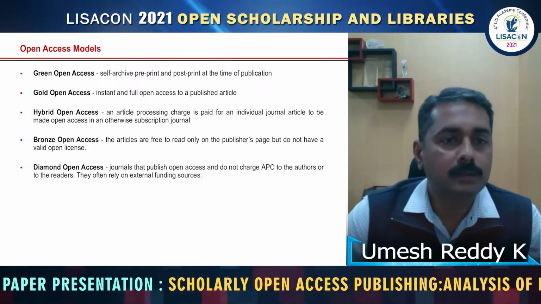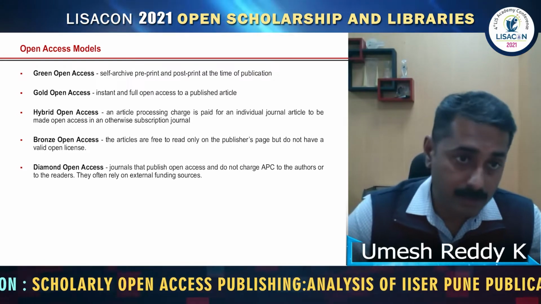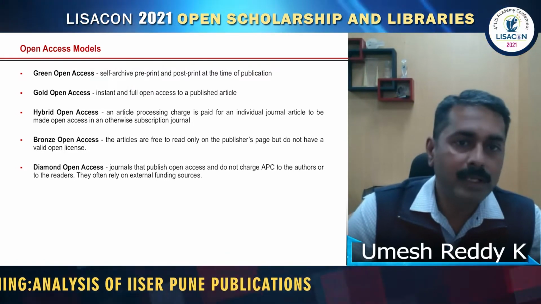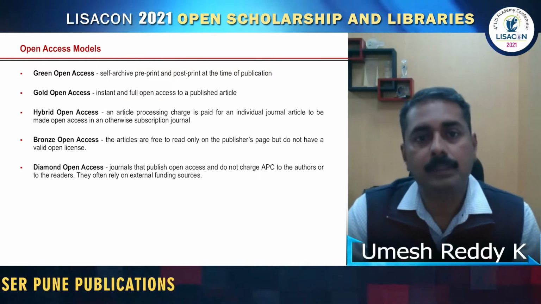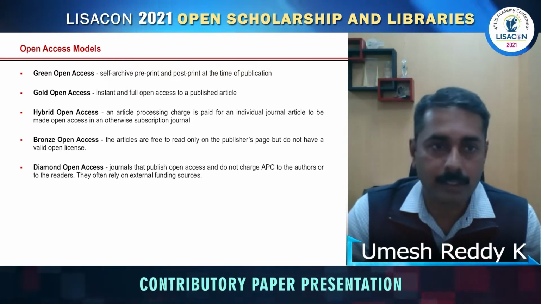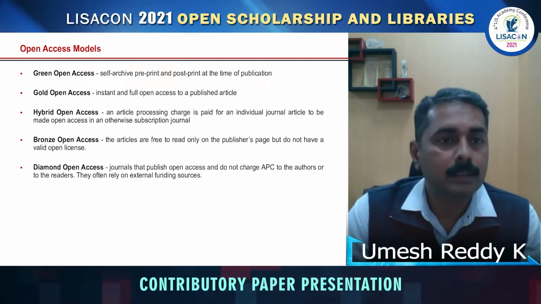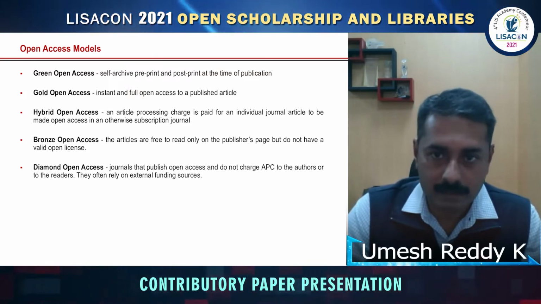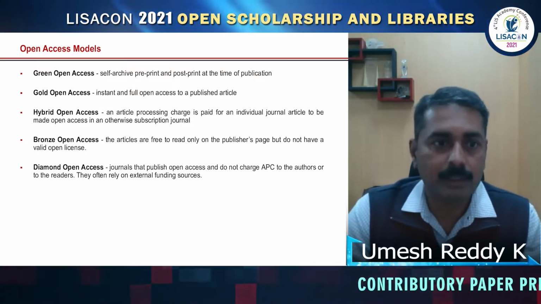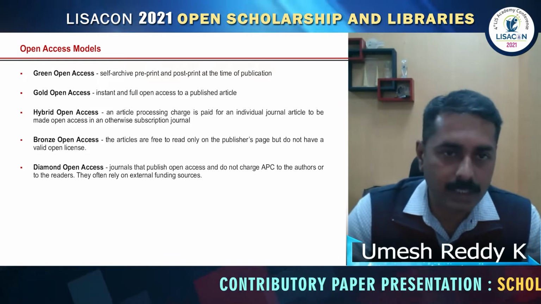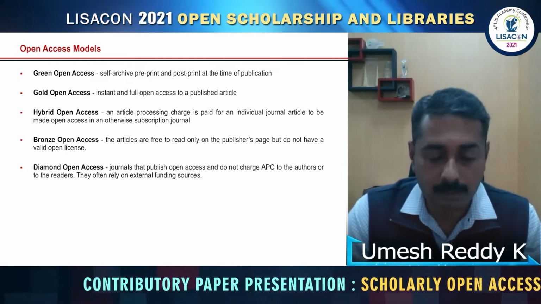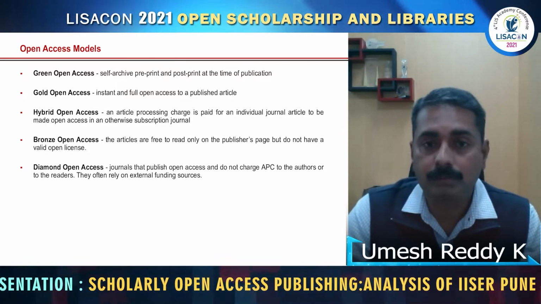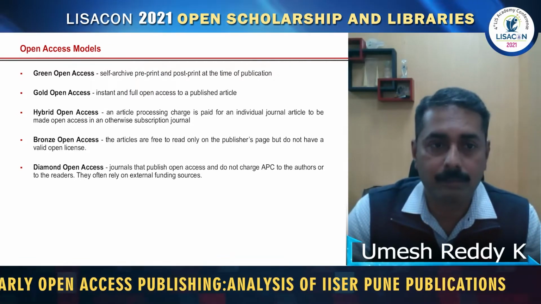These are the open access models that our researchers have preferred to publish their papers. In the green open access route, self-archiving of preprint and post-print at the time of publication is possible. In gold open access, instant and full open access to a published article can be achieved. Here, it sometimes varies from publisher to publisher. Sometimes they may ask authors to pay APC for making their papers open access.